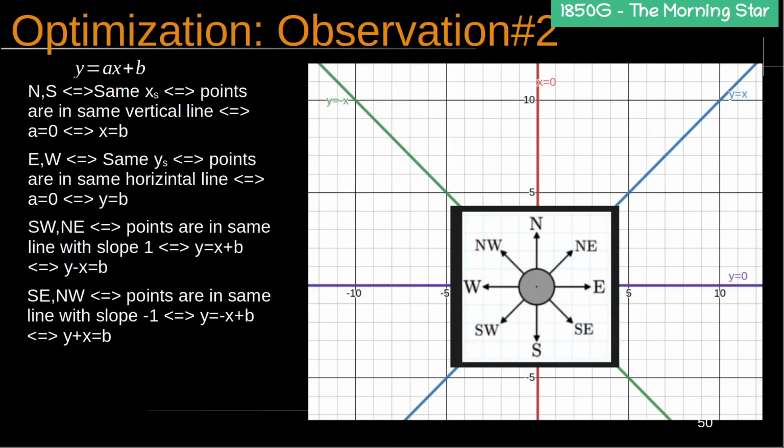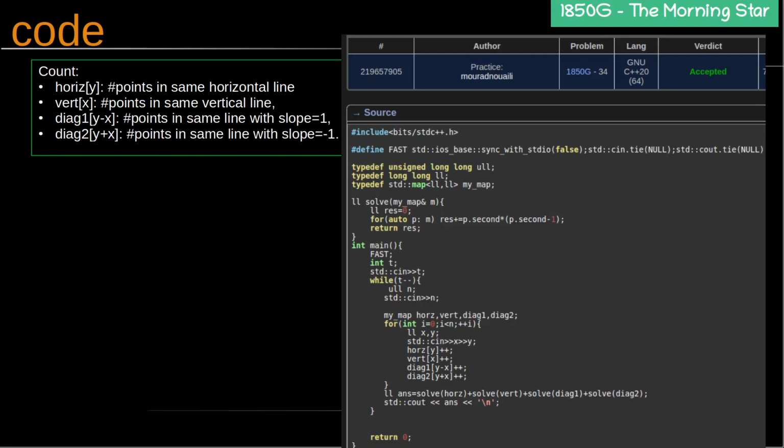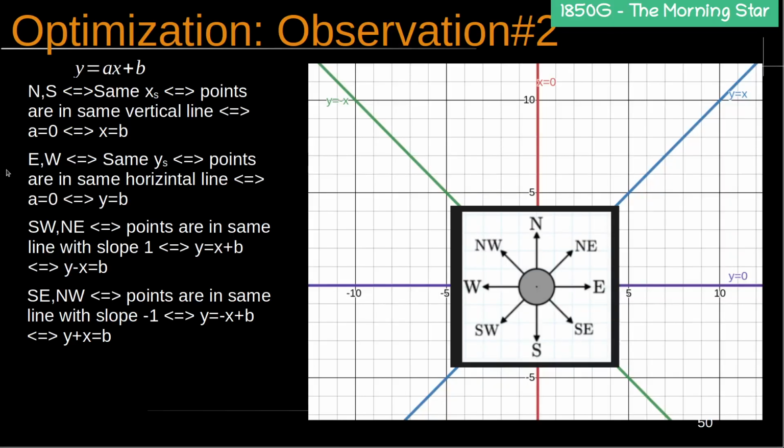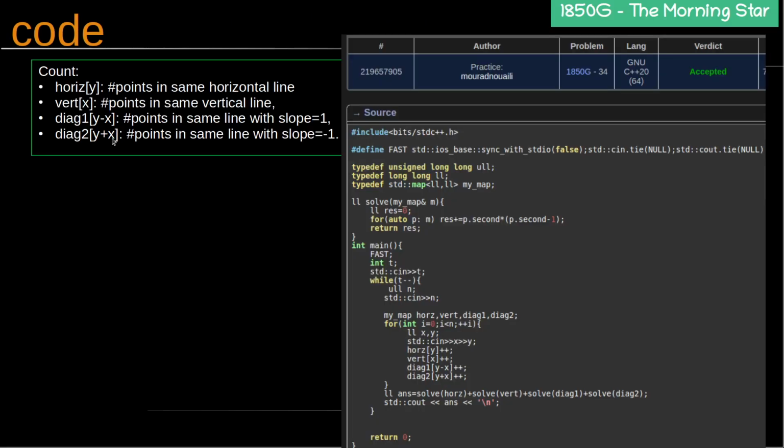I think I have a mistake here. No, vertical lines. For the points on the same vertical line, we're going to use x, because x is equal to b, a constant. So we're going to compute how many x we have, and how many points we have on the vertical line, using that formula.